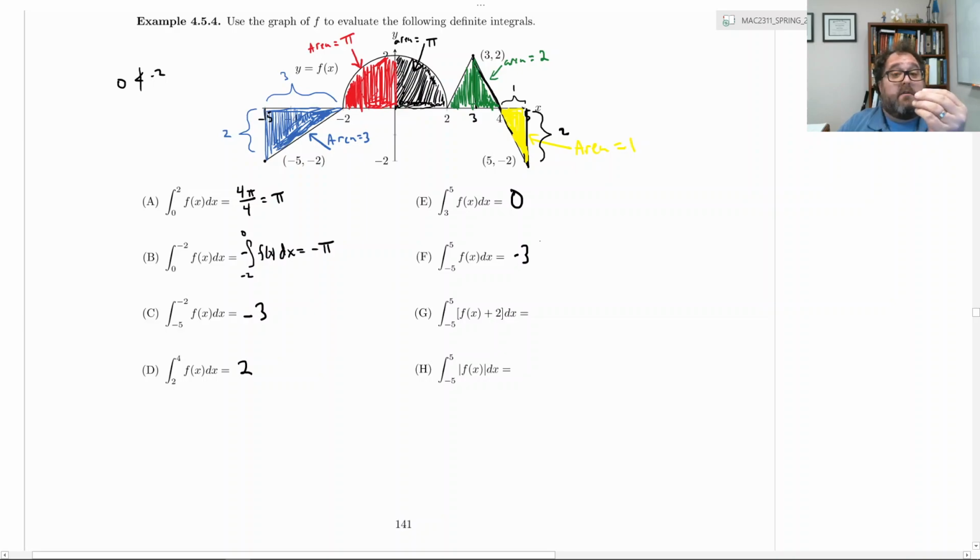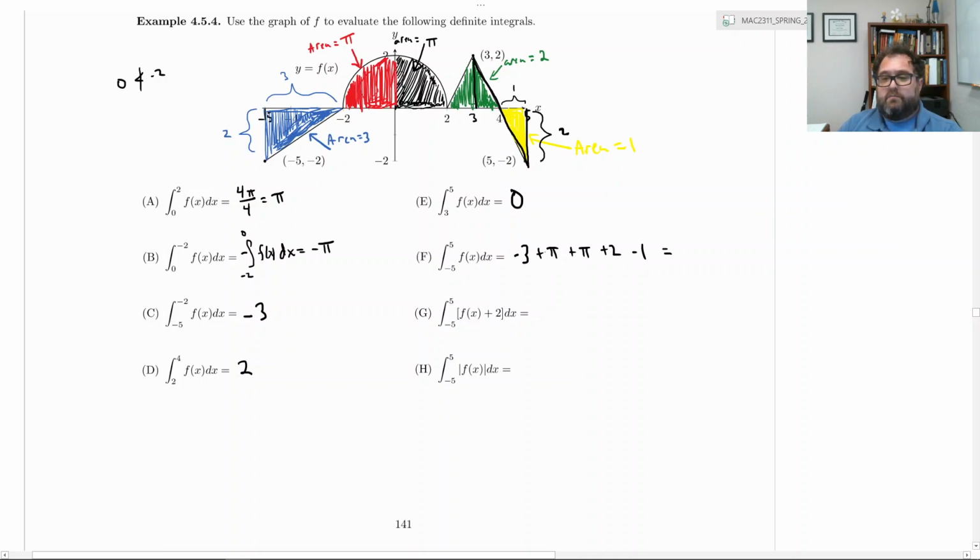Okay, then the red, it's above the x-axis, so we're going to add it. The black area, it's above the x-axis, so add it. Green, it's above the x-axis, so add it, +2. And the yellow, below the x-axis, so subtract it, so -1. And then what do we get if we do a little simplifying here?